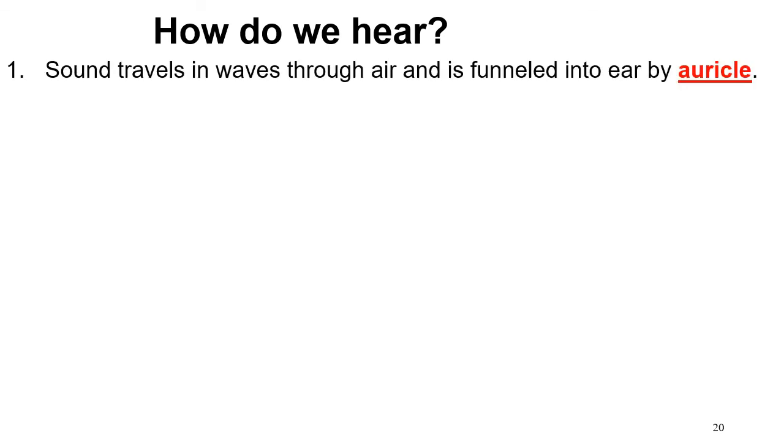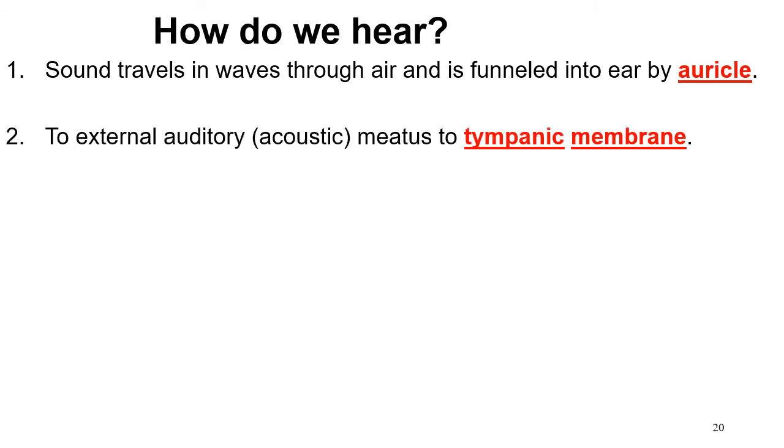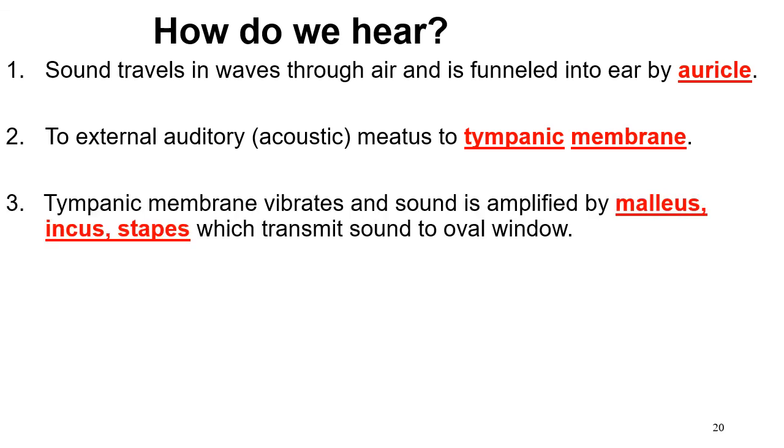So let's put all these together. Please note these are a numbered sequence. Step 1. Sound travels in waves through the air and is funneled into the ear by the auricle. That was the fleshy part on the outside. Step 2. Sound then goes to the external auditory or acoustic meatus, same as the auditory canal, to the tympanic membrane, which you know as your eardrum. The tympanic membrane vibrates and sound is amplified by the malleus, incus, and stapes. Those are those small bones in your ear, which transmit the sound to the oval window.